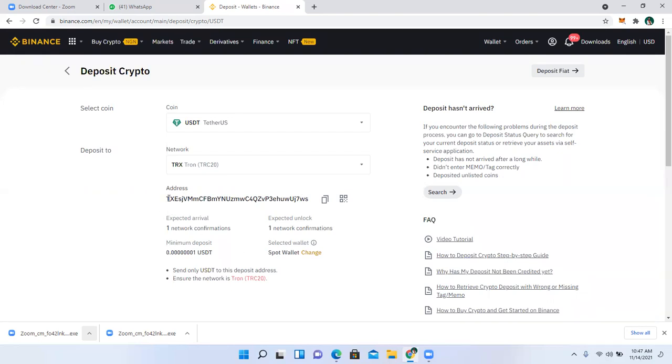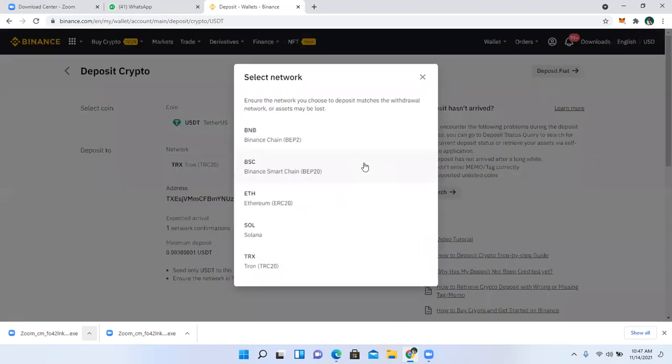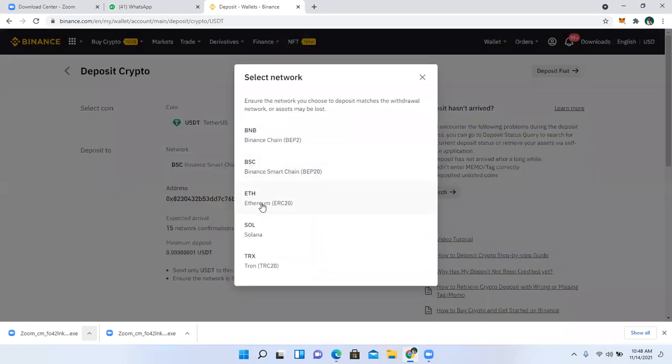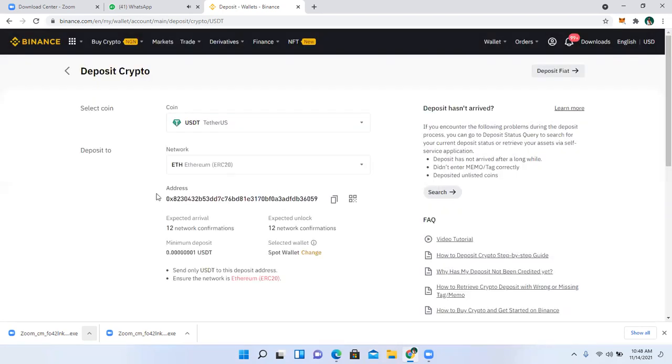So if you notice, this is the Tron network, and the first letters start with TXE. Most Tron addresses start with TXE, but other networks have their own unique way. If I go to the BSC, for instance, the wallet I generate is different. It starts with 0x, right? Most times, the Binance Smart Chain address and the Ethereum address are almost always the same thing. If I check the Ethereum address now, you'll see that it's the same thing, right?